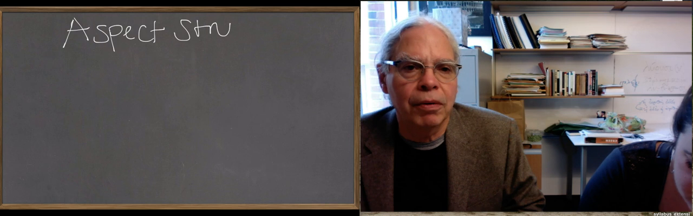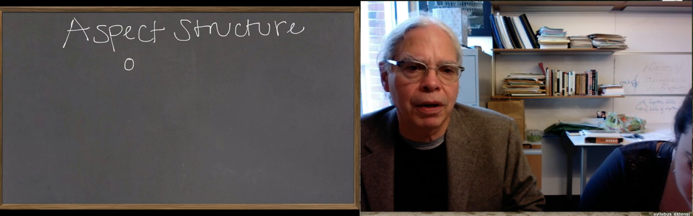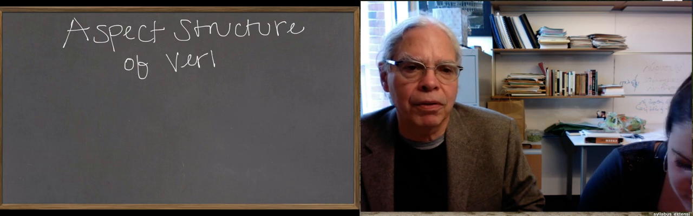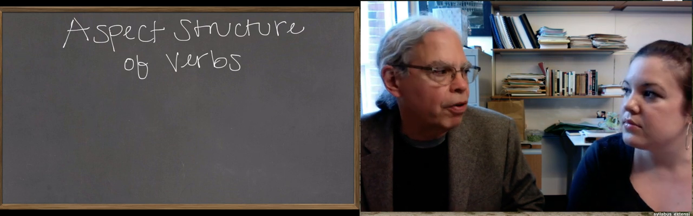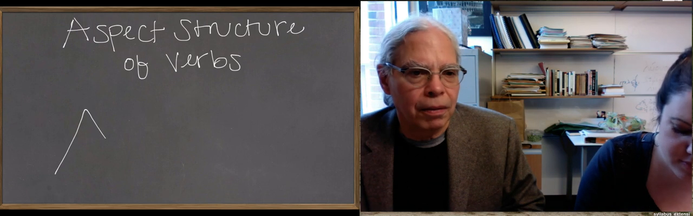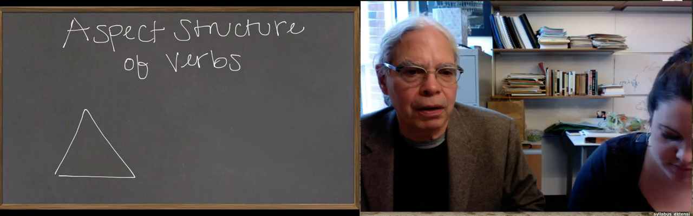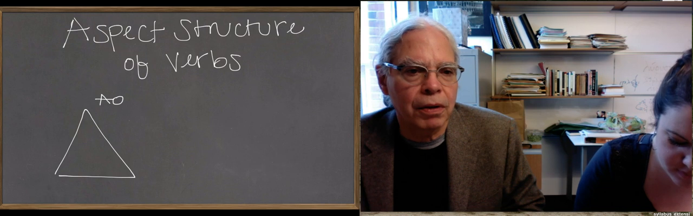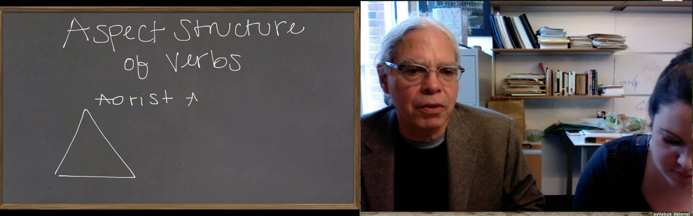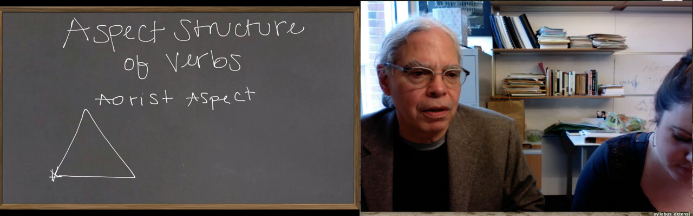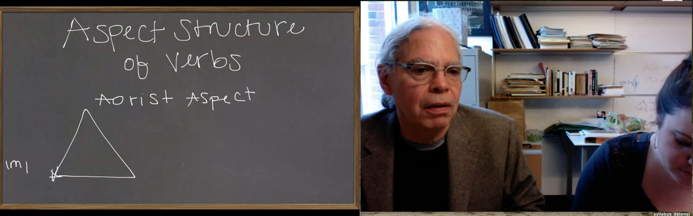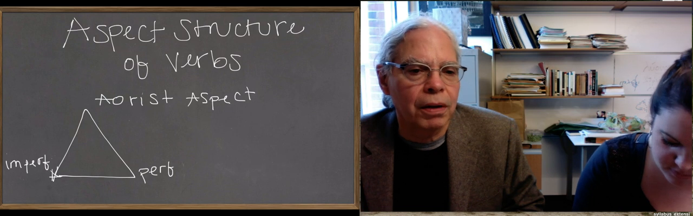So let's remind ourselves what we've been teaching and learning about the aspect structure of the Greek verb. We conceive of the aspect structure as a triangle, and at the top of the triangle is the aorist aspect. We're not talking about aorist tense. We're talking about aorist aspect. I'll talk in a moment about what that means. On the left vertex of the triangle is the imperfective aspect, and on the right, the perfective aspect.